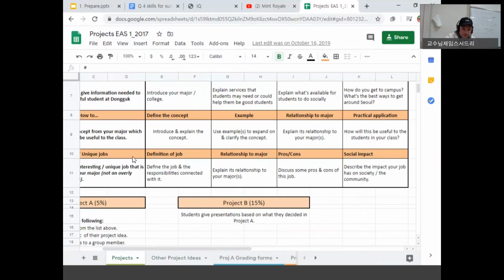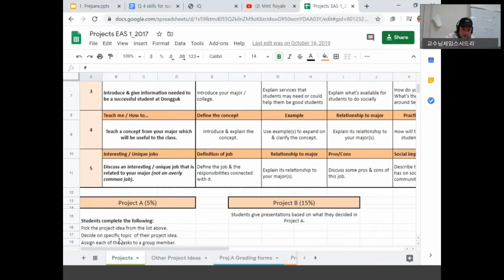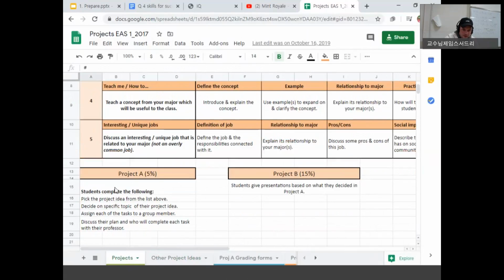And if we go back to the first tab, we can see that project A is actually 5%. Students must complete the following: pick the project, decide on specific topics, assign each of the tasks to a group member, discuss the plan, and complete each task with the professor. And then part B is the presentations.